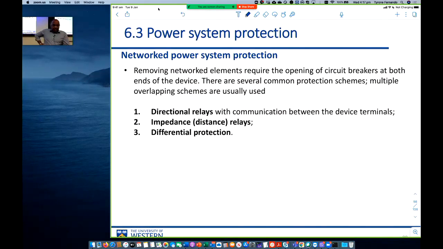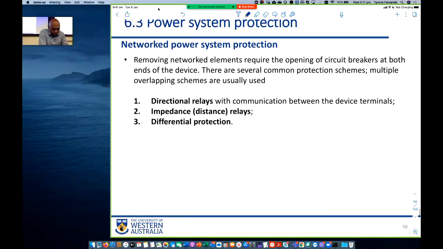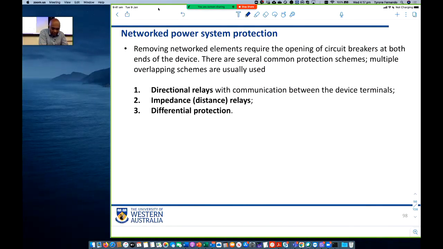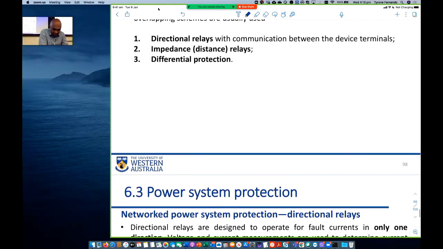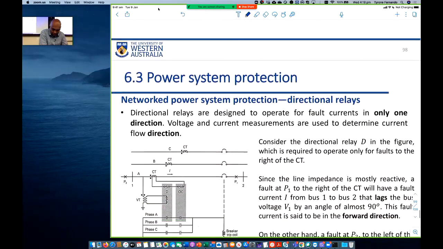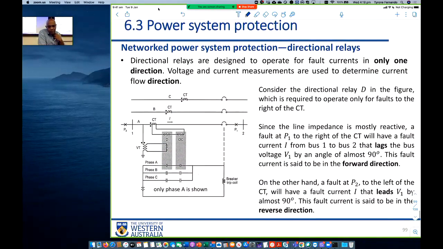All right, I think we can start again. So removing network elements requires opening of circuit breakers at both ends of the device because the network is a mesh one. If there is a fault, you remove the entire line, take out the entire line by operating circuit breakers on both ends of the line. There are several common protection schemes. Multiple overlapping schemes are used. So we can use directional relays, impedance or distance relays, or differential protection schemes. So let's take a look at those.